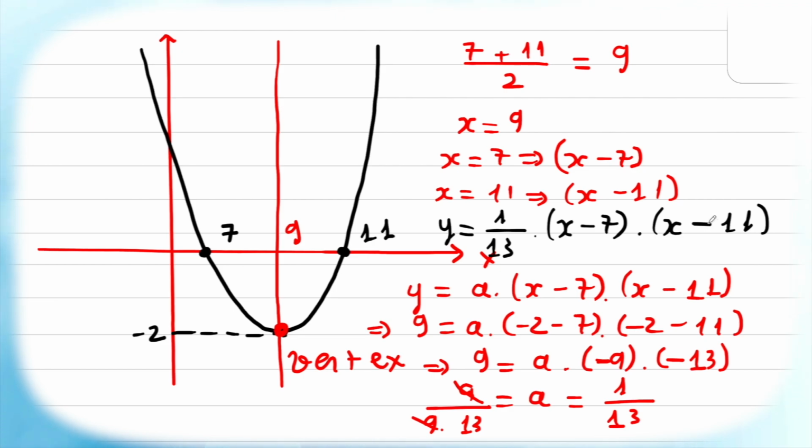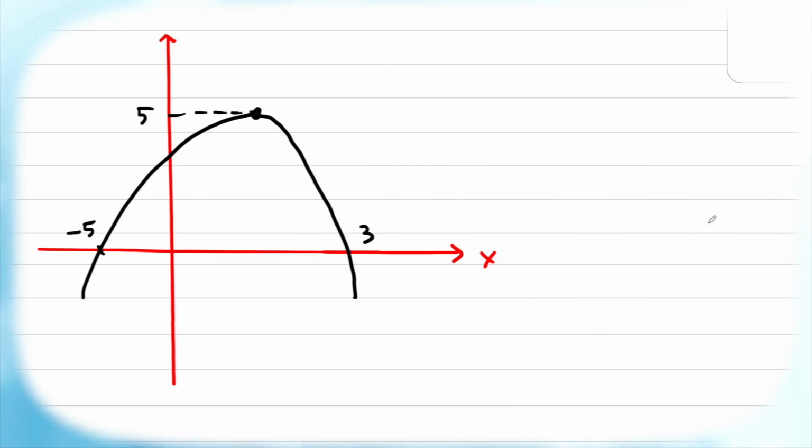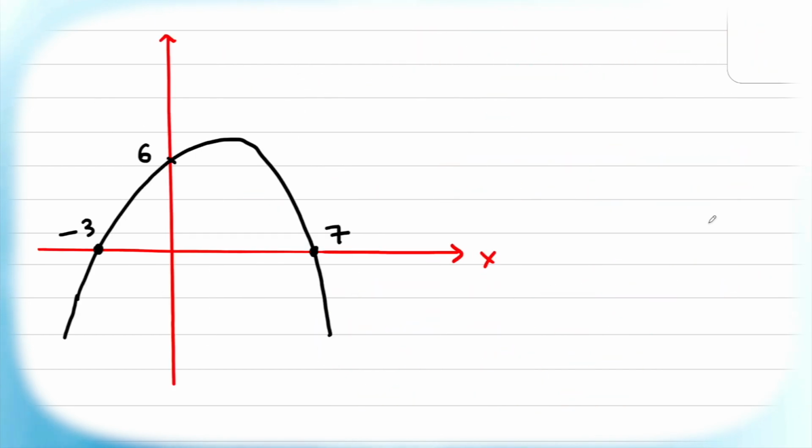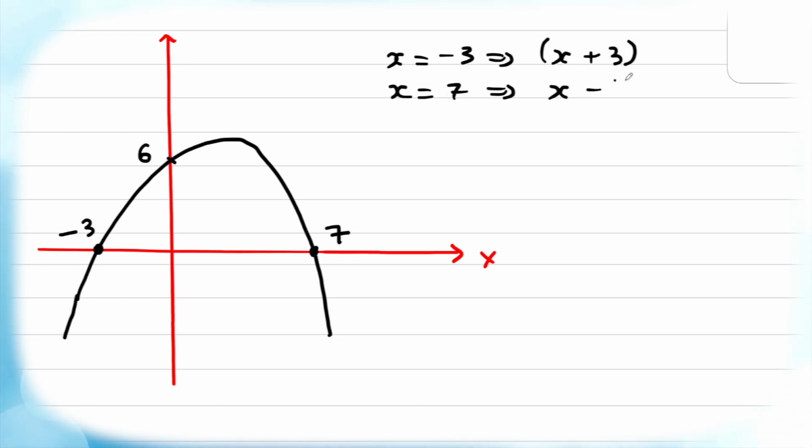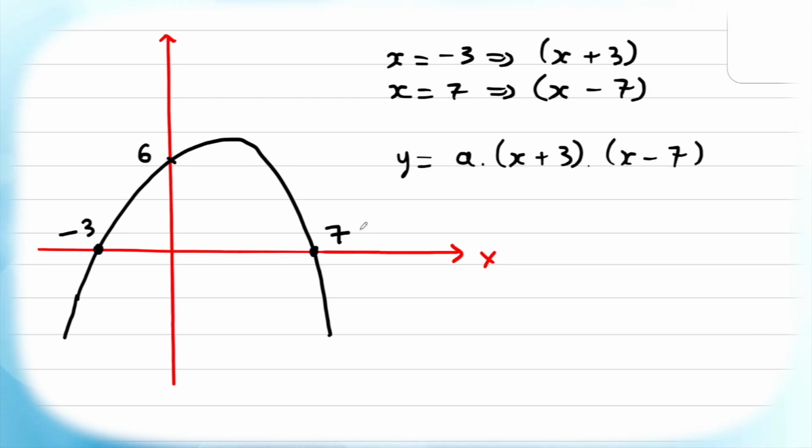Yeah, the vertex question is a little bit harder than the y-intercept, right? Okay, and the next one, we have two more questions. So for here, I can figure out the value of the first bracket will be x plus 3 and the second bracket will be x minus 7. And the general form here will have a in the beginning. You got the first bracket now and you got the second bracket now.